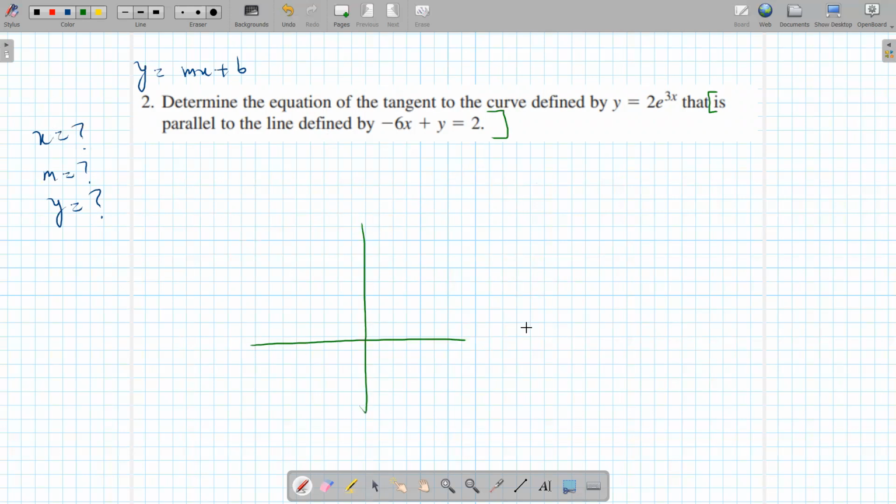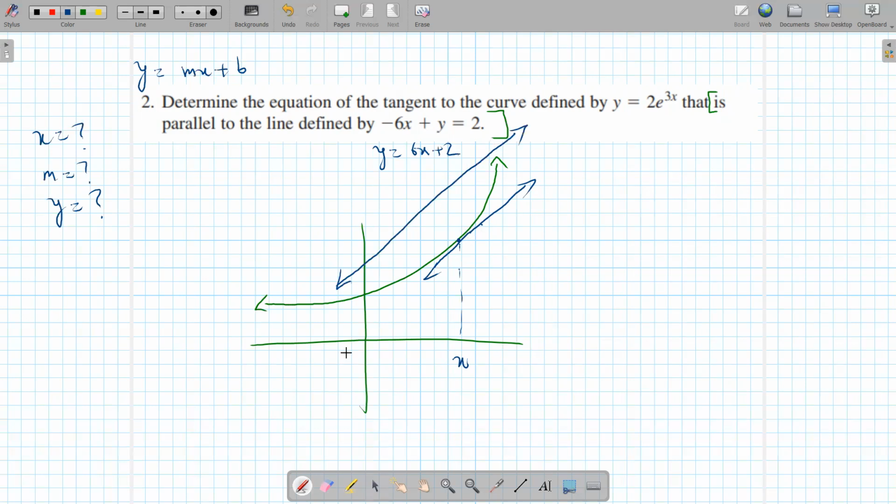So what's actually going on here, the bigger picture, is this. 2e to the 3x looks something like this. We want to find the equation of the tangent line at some point x. We don't know where this x point is, but we know that this line is parallel to y equals 6x plus 2. We know that this line is parallel to this line. Now, this is a grade A question.